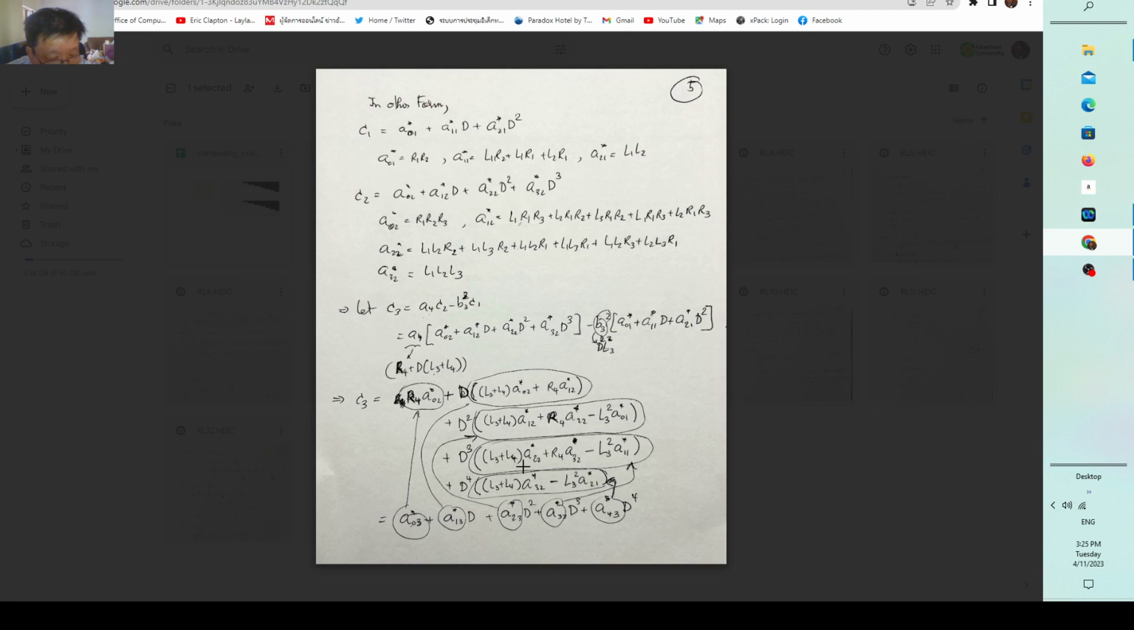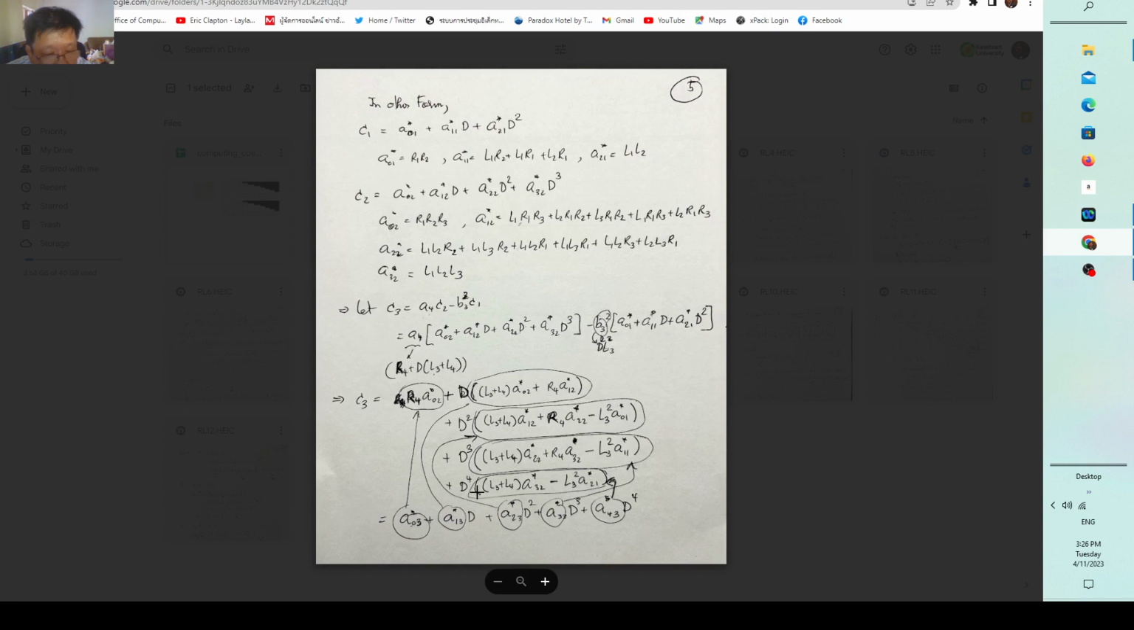Okay, so this has a common multiplication term, the cubic of d. And for the subtraction term, you have d square L3 square. You need to multiply by a sub 1 1 star to make it the cubic of d. So a1 1 star times d square L sub 3 square. You have this term as a coefficient multiplied by d sub 3.